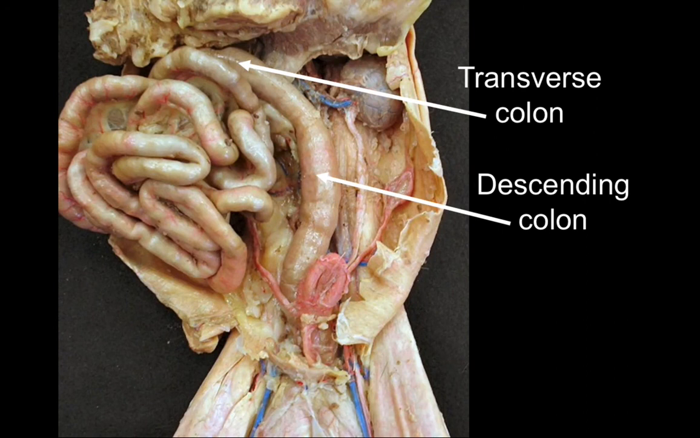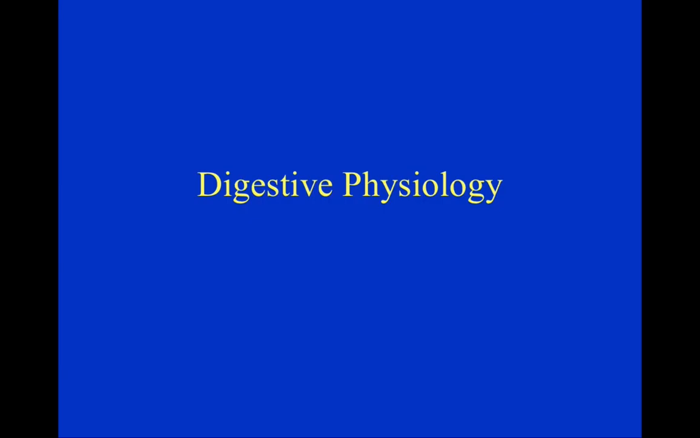So now that we've discussed the structure of the digestive system, the components that make up the alimentary canal, and the accessory organs that contribute to the digestive processes of the digestive system, we're now going to transition into digestive physiology and talk a little bit about how digestion takes place.